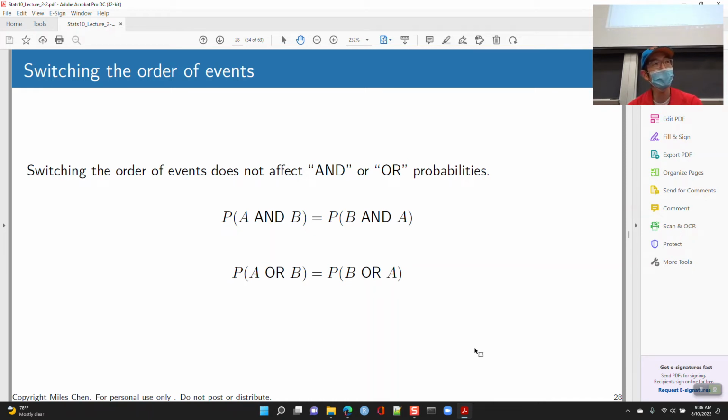When we're looking at these things, switching the order of A or B or A, that doesn't matter. Probability of A or B is equal to the probability of B or A. Same thing with the and. Probability of A and B is the same thing as probability of B and A. So when we're talking about and or or, switching the order of these things doesn't make a difference.